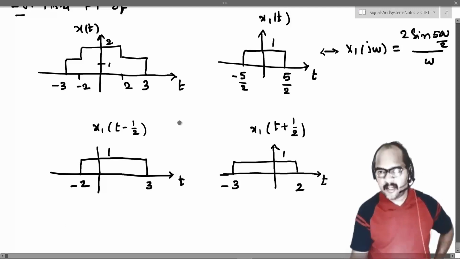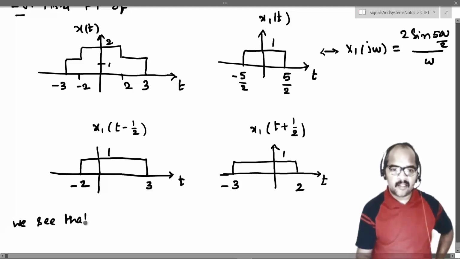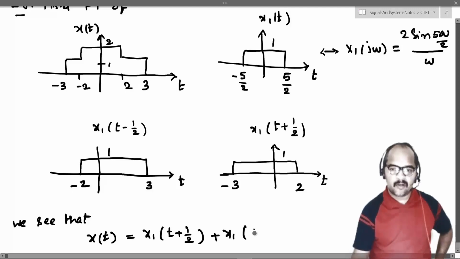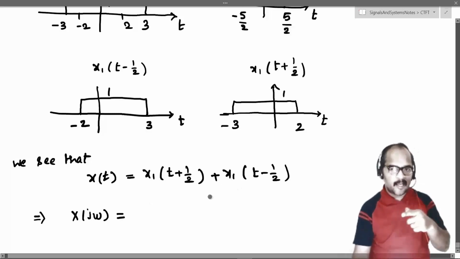What should flash here? Definitely you can see that this signal x of t is nothing but the addition of x1 of t minus half and x1 of t plus half. So x of t is equal to x1 of t plus half plus x1 of t minus half. What will happen to the corresponding Fourier transform? This implies x of j omega, we should use two properties. What are they? Linearity and time shifting.